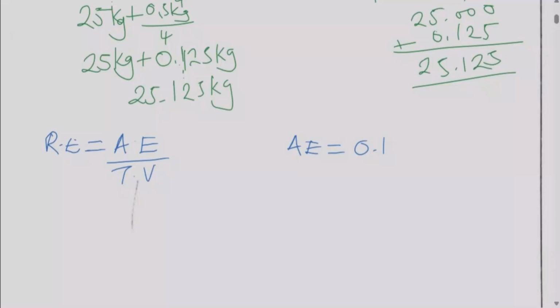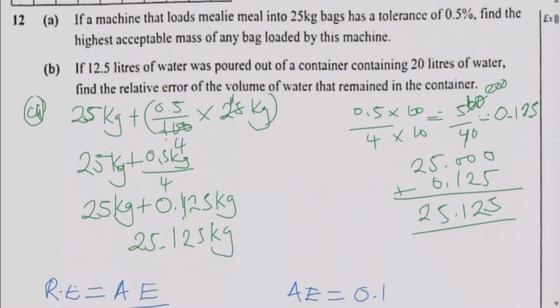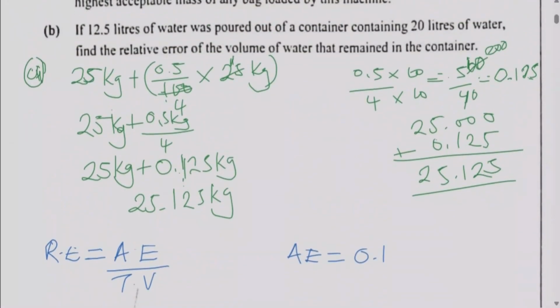Now, how did I come up with the 7.5? Let me go to the statement. Okay, the statement is there. We are told to find the relative error of the remaining water. So if 12.5 was removed from the container, I've got 20 minus 12.5. So what we do is we subtract to get the amount of water remaining in the container.